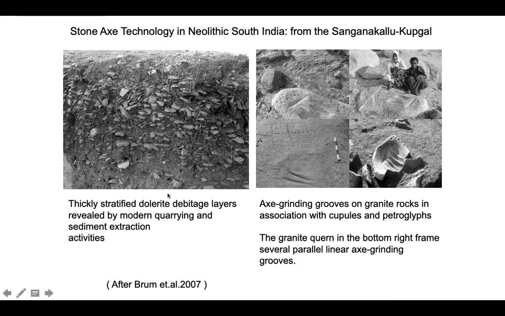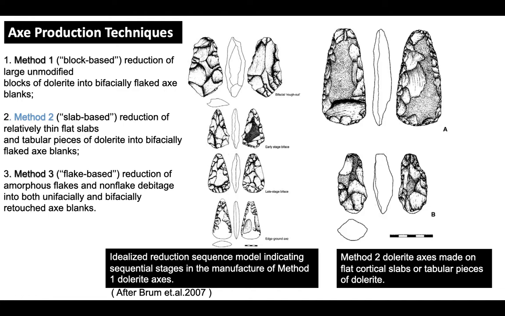This is showing you the deposit of the Neolithic manufacturing debris, and these are the abraders, or the polishers for the Neolithic axes. This is also called the polisher. There are different methods, and Broom et al. suggested three methods. The first is block based, where large blocks are reduced into small pieces, and these dolerite blocks are turned into bifacially flaked axes.